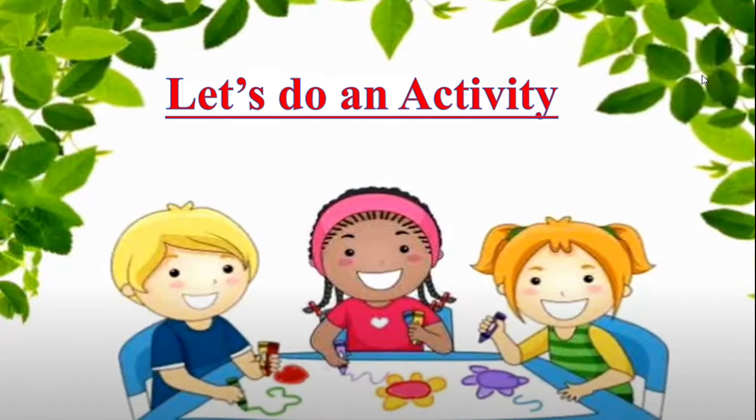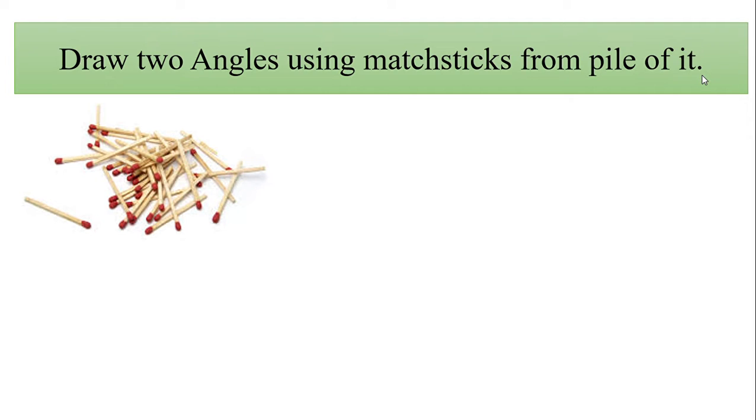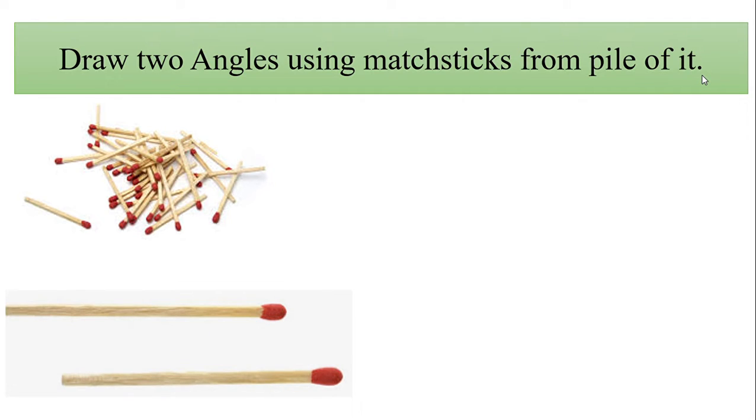Okay. Now, students, there is one activity in front of you. Let's see what the activity is. So, students, you have to draw two angles using matchsticks from a pile of them. So, there's a pile of matchsticks. I'm going to choose two matchsticks. So, I've chosen two matchsticks. Now, I'm going to make two angles. So, one matchstick is here, and the second I'm going to add here.